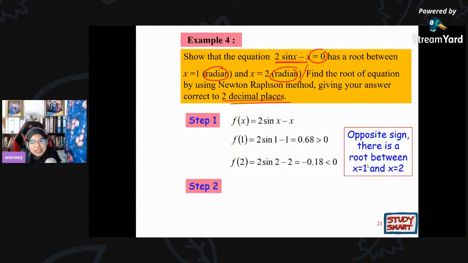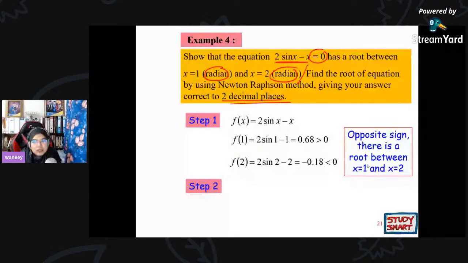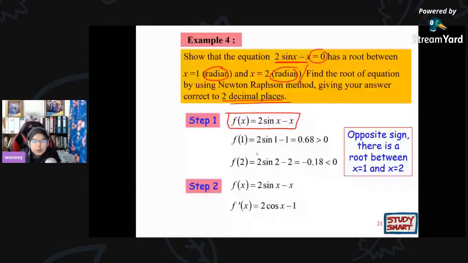So in the second step, to calculate what is the derivative of f(x), so f(x) is 2 sin x minus x. So differentiating sin, we are going to get positive cos. Differentiating x, we are going to get 1. So it will become 2 cos x minus 1. So f(x) is 2 sin x minus x. f prime is 2 cos x minus 1.